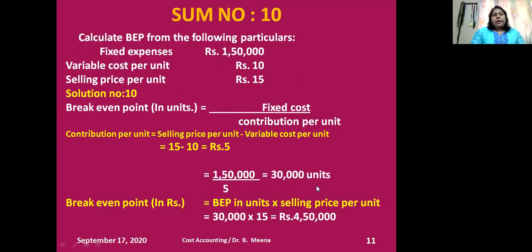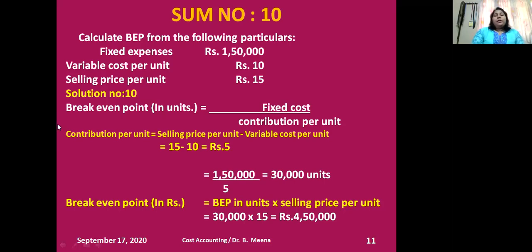Okay. Then next problem. Calculate BEP from the following particulars. Fixed expenses rupees 1,50,000. Variable cost per unit is 10. Selling price per unit is 15. So calculate BEP. Simply they ask you to calculate BEP. And since we have information about the selling price per unit and variable cost per unit, it is better to calculate the BEP both in units as well as in rupees.